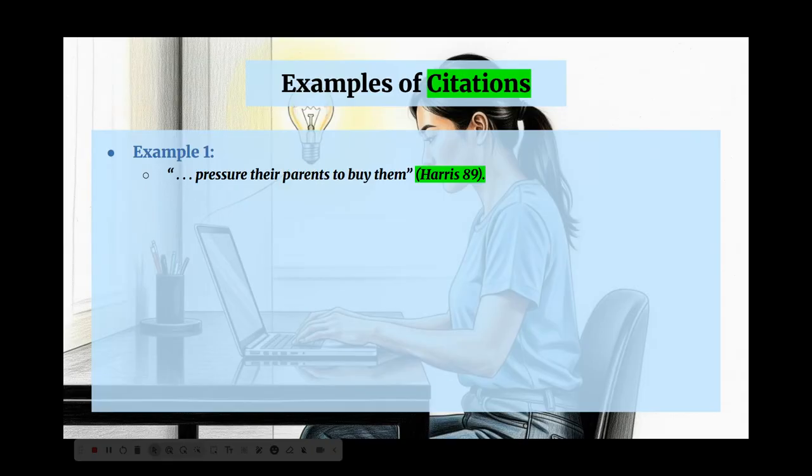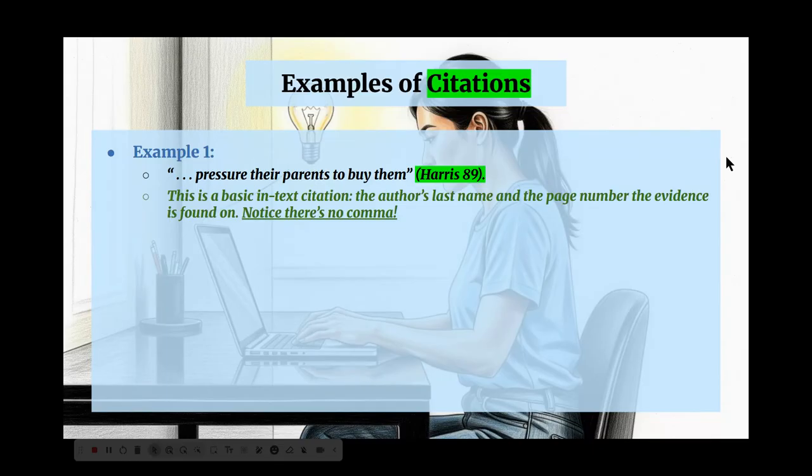In our first example, we have parentheses, Harris 89, parentheses, period. So there's our period at long last there at the end. Harris 89 is the basic citation, so Harris means this is the author's last name, and 89 means this is the page number, not the paragraph number. It's the page number where the evidence is found. And notice we don't have a comma here.